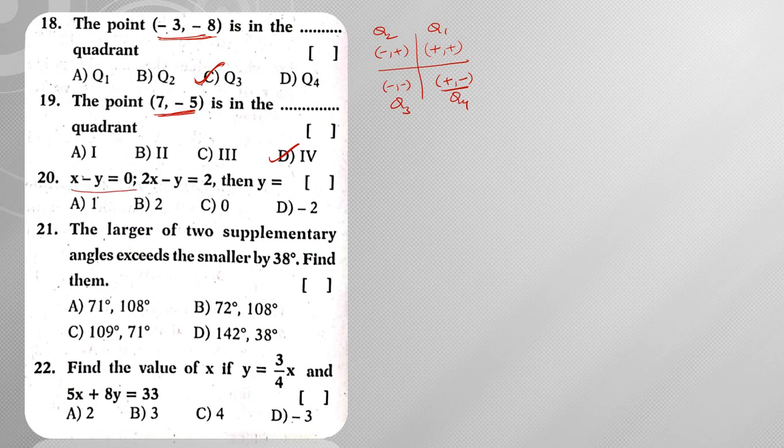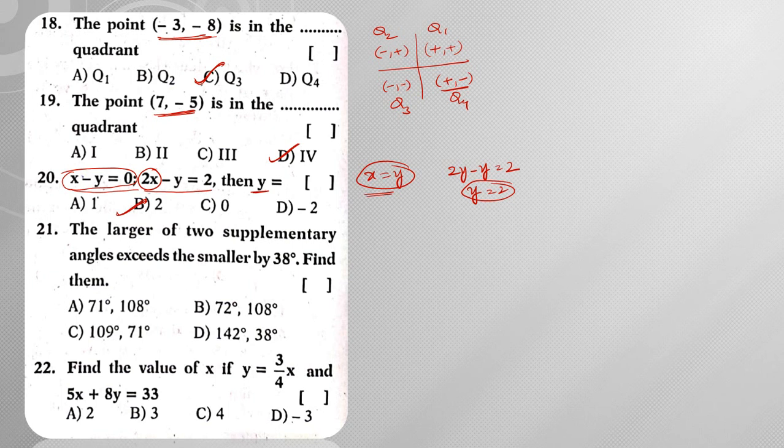Next, x minus y is equal to 0 and 2x minus y is equal to 2. From the first equation, what we can say, x is equal to y. Now the same thing if I substitute in the second equation, since I need the value of y, simply replace x with y. Then what I am going to get, 2y minus y is equal to 2. So 2y minus y is y, so y is equal to 2. Hence the y value is 2. So clearly the x value is also 2, right?